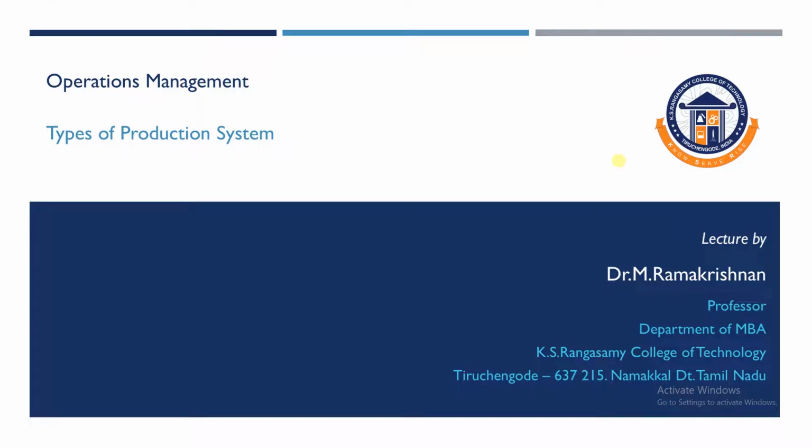Today we are going to see a topic on different types of production systems as a part of the operations management subject. This topic is very fundamental in understanding the overall nature of operations management. So there are different types of systems used worldwide. So let us see what are the different types of production systems.